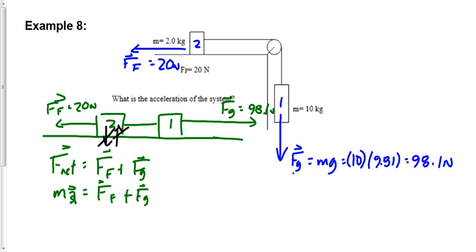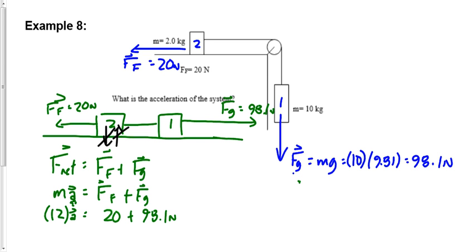Okay, only object number 1 has gravity pulling directly down on it. So that's why I use 10 times 9.81, but the entire system is accelerating, so I've got to use the whole mass here. It's going to be 12 kilograms times the acceleration equals the force of friction, 20, plus the force of gravity, 98.1 newtons. Should there be any negatives in there?